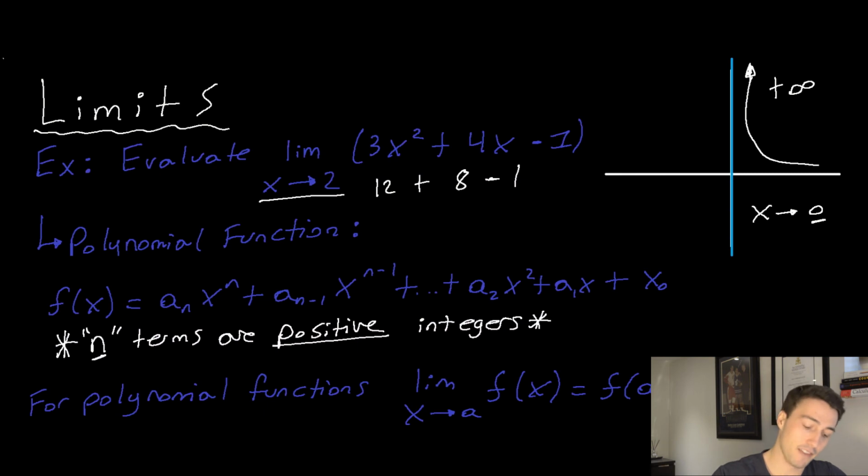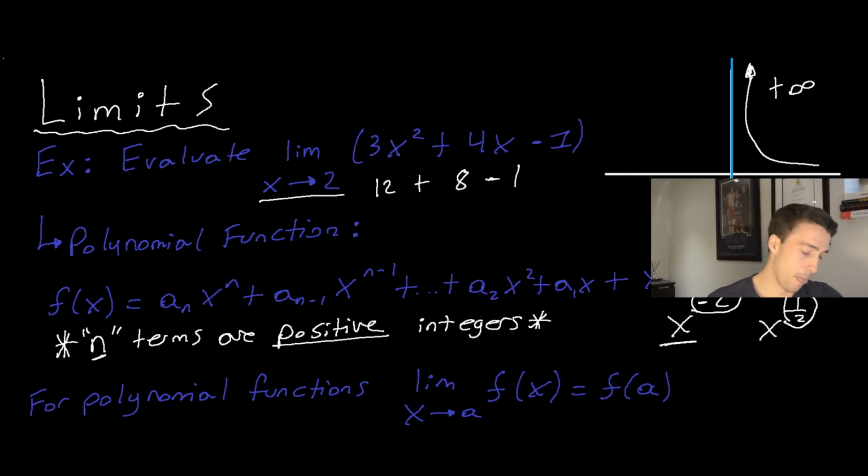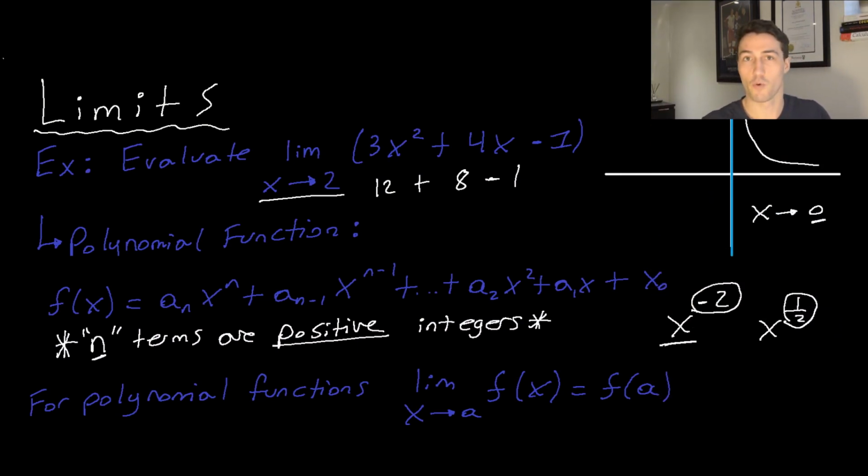So this is not a polynomial function. That would not be a polynomial function, because it's a negative power here, or negative degree. This would also not be a polynomial function, because this is not an integer. This is a fraction, this is 0.5. So integers are whole numbers, so that's very important to note. And for these polynomial functions, what we can say is, as x approaches a of a function, it's going to equal f of a. So again, just subbing in that x value.